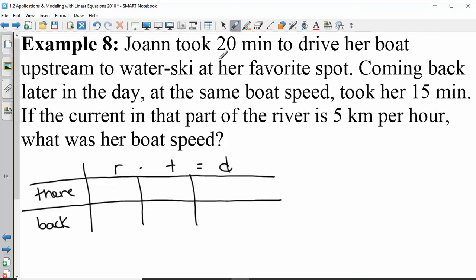I know it took 20 minutes to go upstream, so going there took 20. But again, you have to be careful. I can't put a 20 here because my rate is in kilometers per hour, so time has to be in hours. So if you want to change 20 into hours, 20 over 60, that's 1/3. So 1/3 of an hour going there. Coming back was 15 minutes. So 15 out of 60 is 1/4.